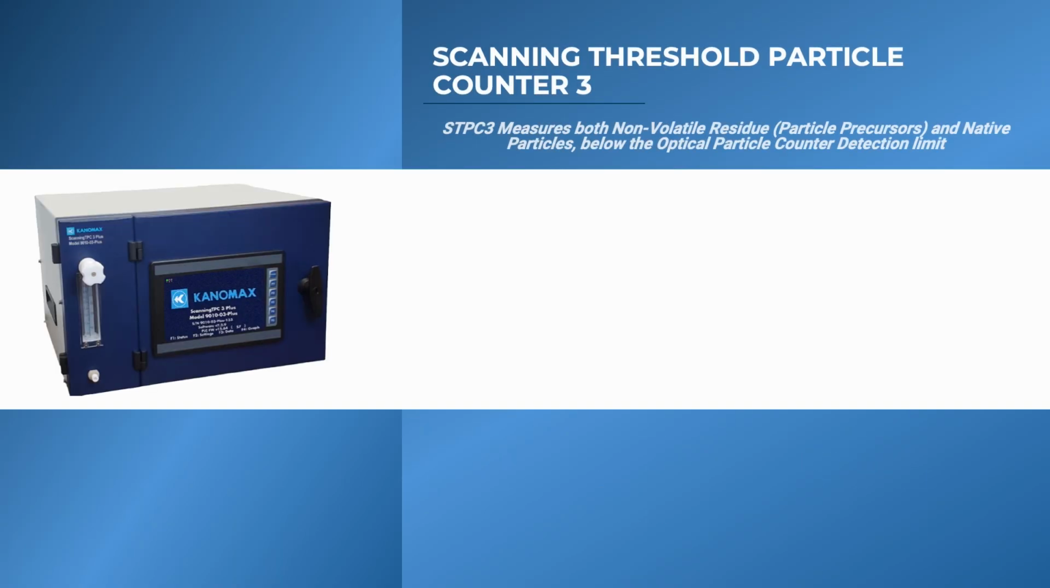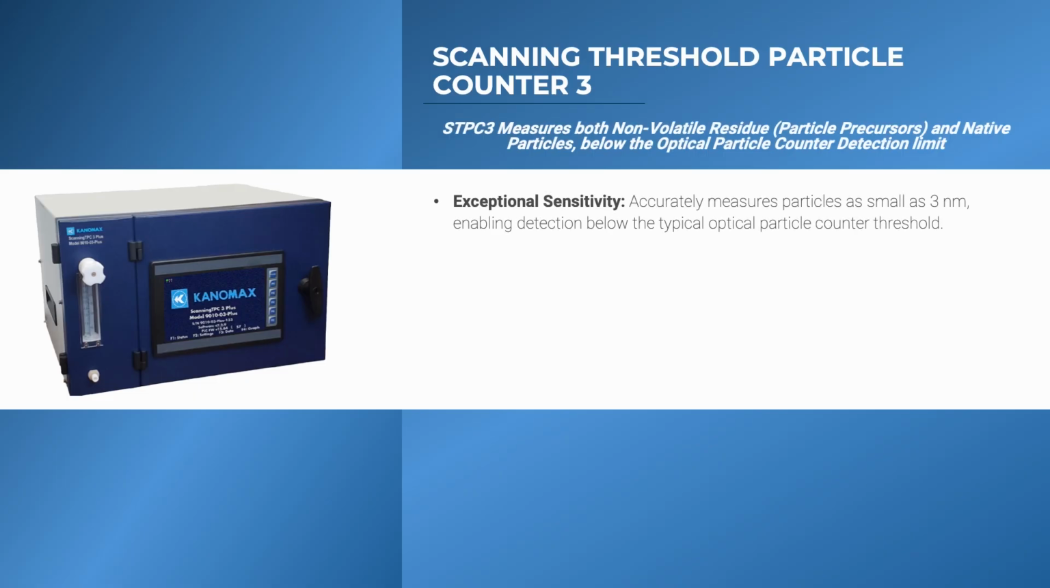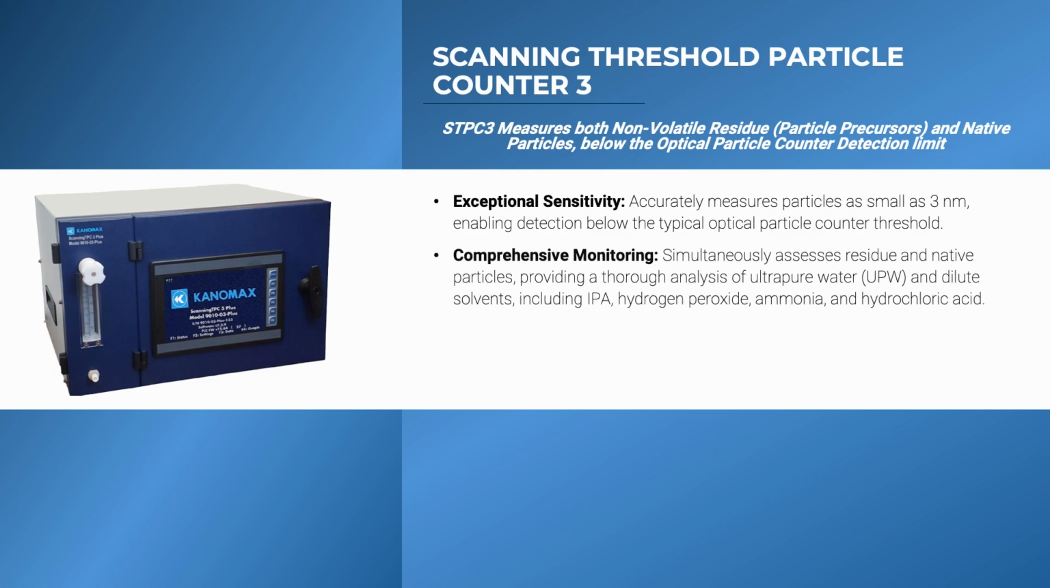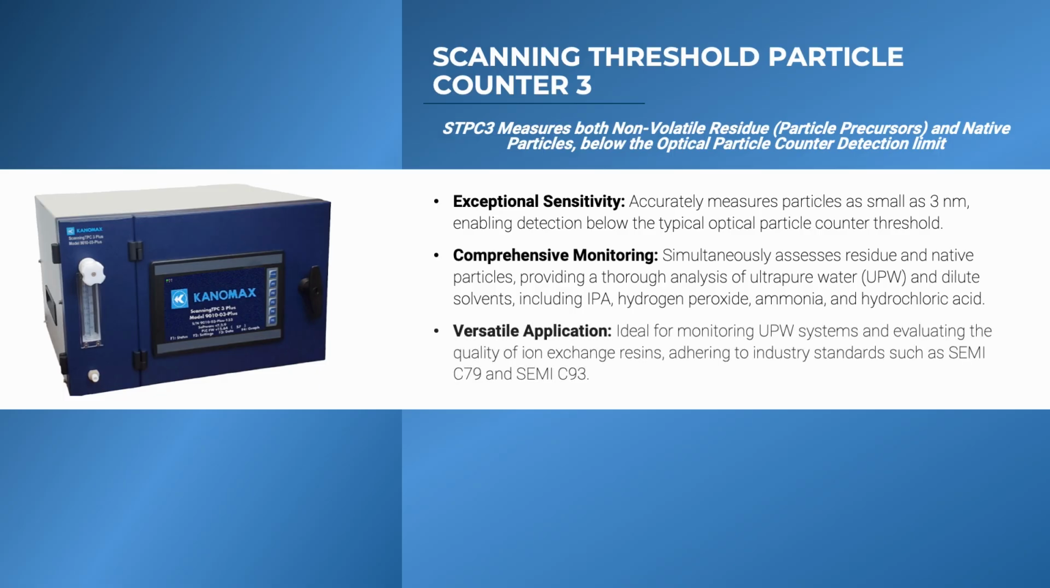The STPC3 measures both non-volatile residue, the particle precursors, and native particles, far below the optical particle counter detection limit. In summary, it delivers exceptional sensitivity, detecting down to 3 nanometers, comprehensive monitoring for ultra-pure water, IPA, hydrogen peroxide, ammonia, and hydrochloric acid, and other ultra-pure chemicals. Versatile applications, supporting system validation, filter assessment, and compliance with SEMI C79 and C93 standards.